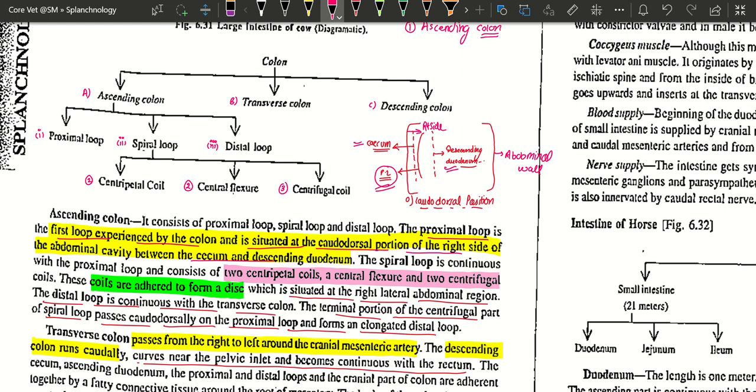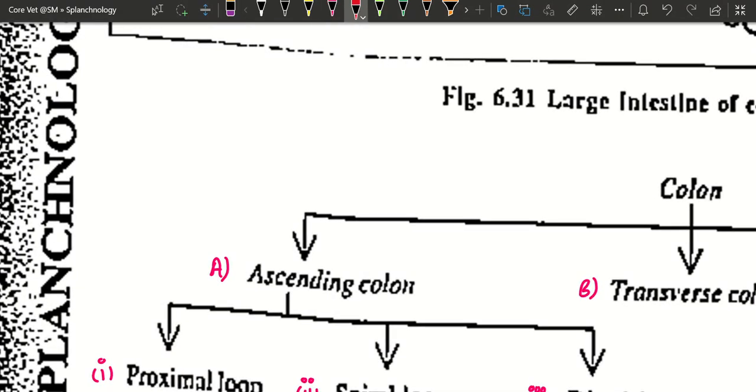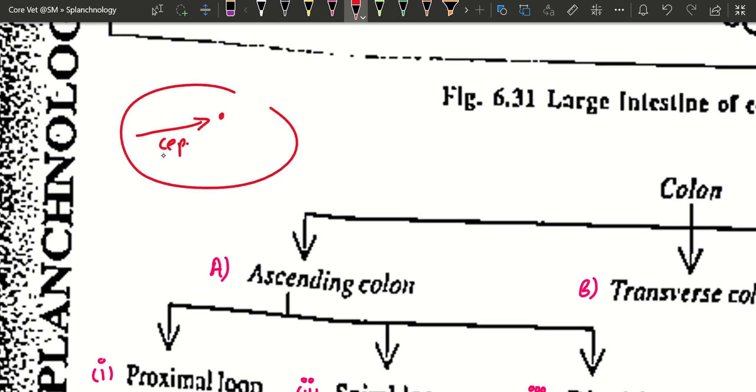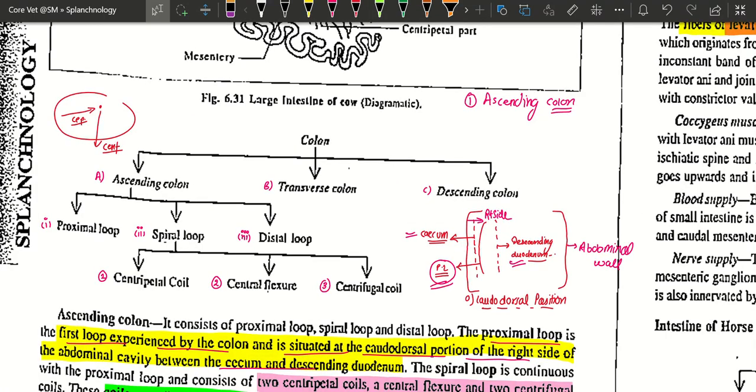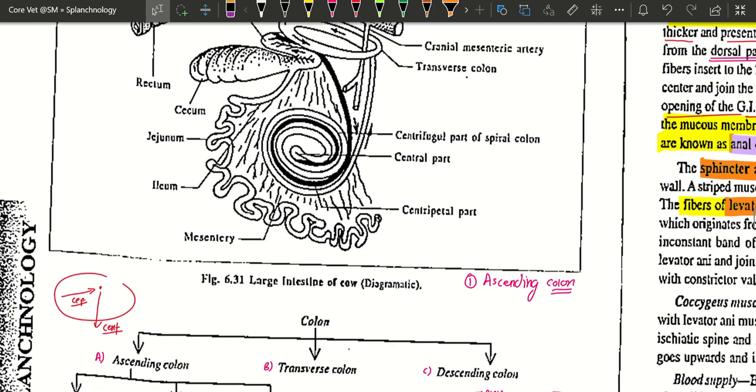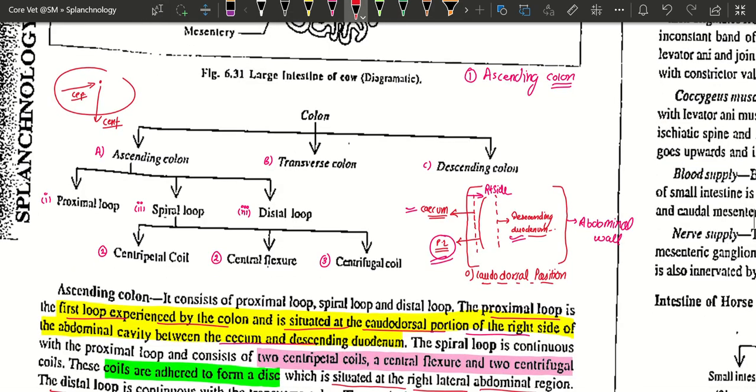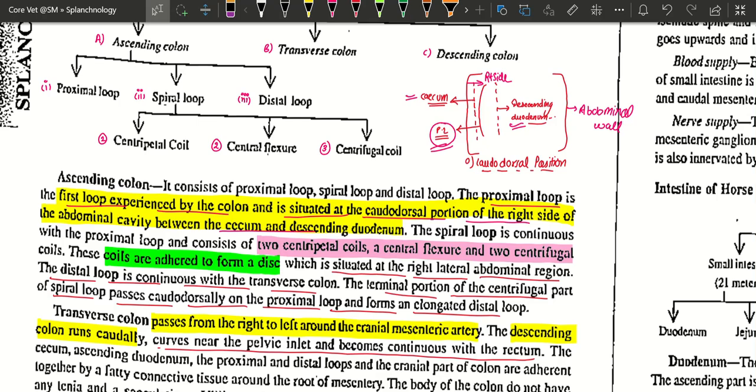Now coming on to the spiral loop. The spiral loop has three further divisions, which are the centripetal, the central flexure, and the centrifugal. In our 12th standard, we all studied two forces in our circular motion chapter. The one acting towards the center is the centripetal, right? And away from the center will be the centrifugal, right? Two forces we had studied, right? So a similar concept is there. I'll give you a brief with the picture also, but wait for the explanation first. Okay, so the spiral loop, we have discussed that there is the centripetal coil, the central flexure, and the centrifugal coil.